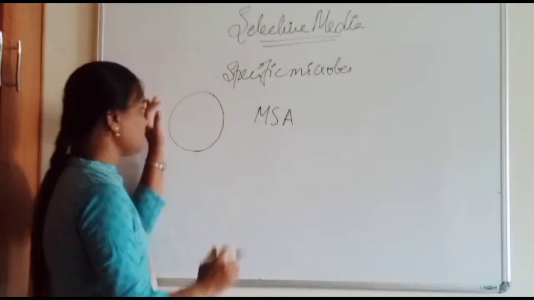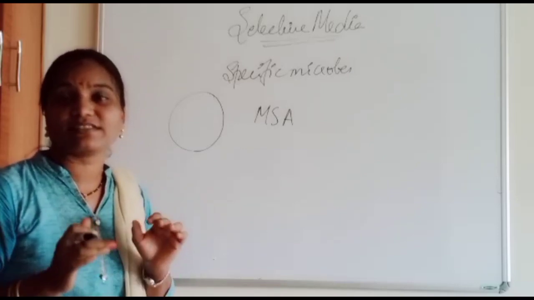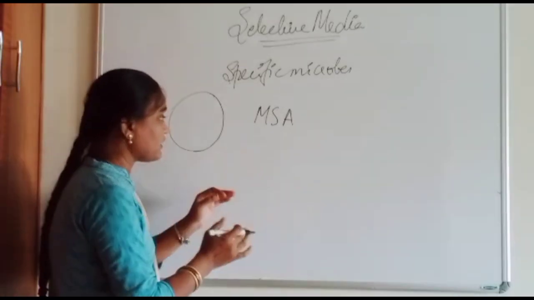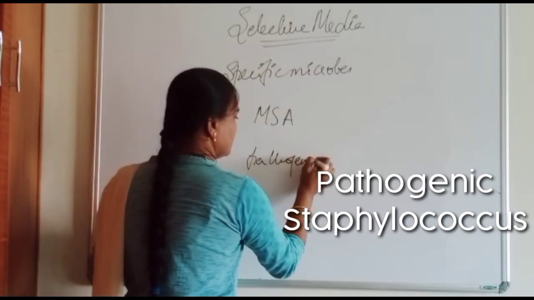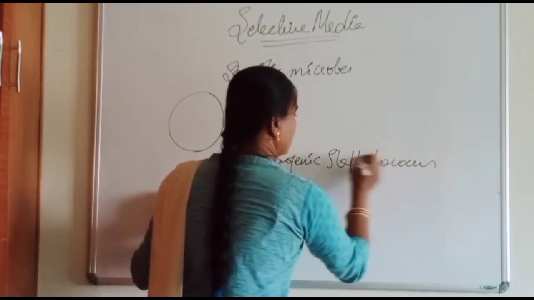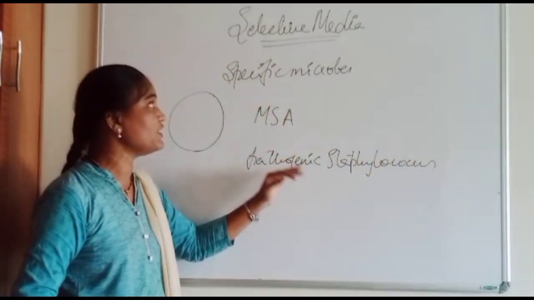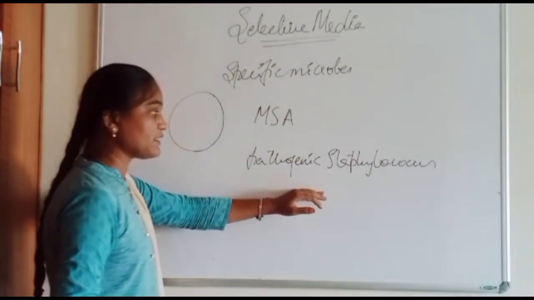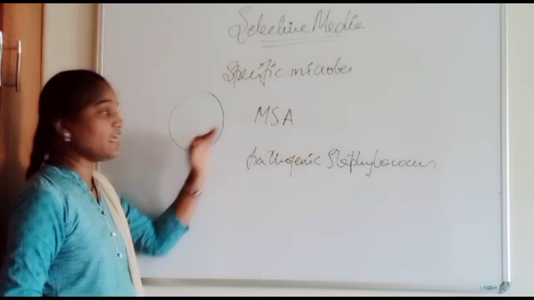Selective media is meant for selection of specific microbes, isn't it? So the rest of the microbes have their growth retarded. According to that, pathogenic Staphylococcus bacteria are very sensitive to this mannitol salt agar medium. So this pathogenic Staphylococcus can easily be screened out with the help of MSA.